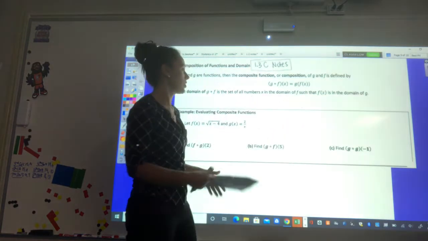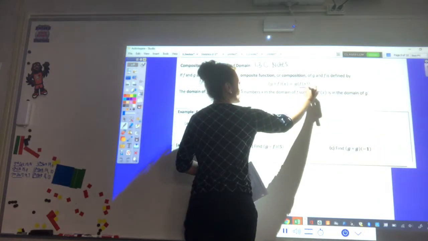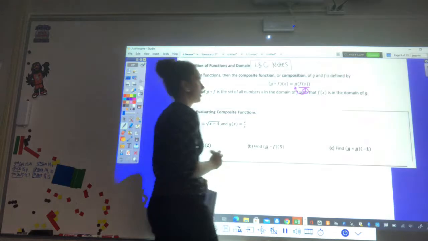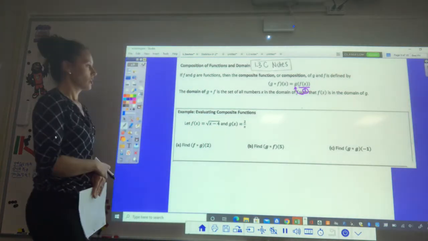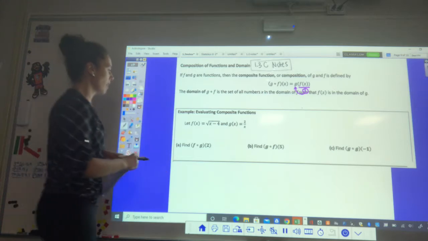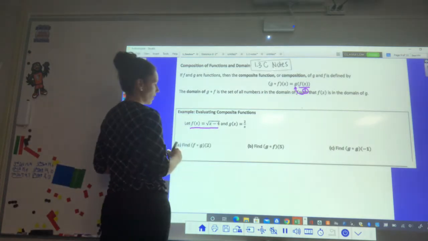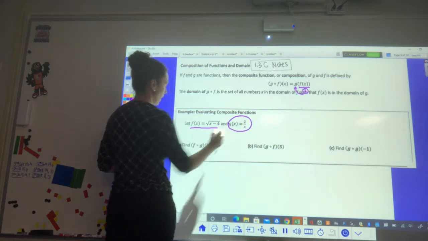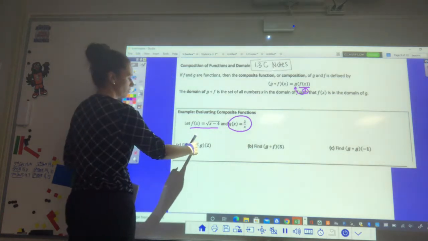And then when you do this, you would do the f of x function first, and then you would plug it into the g of x function. So hopefully this will make sense with a couple of example problems. So here, f of x is the square root of x minus 4, and g of x is 2 over x. So find f of g of 2.